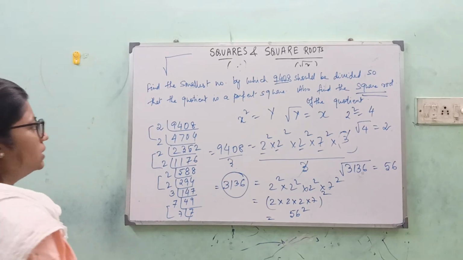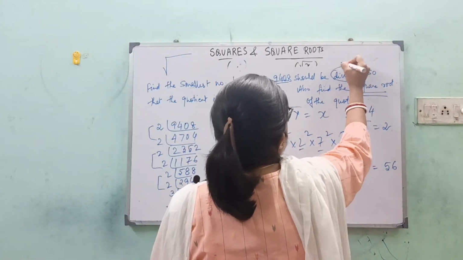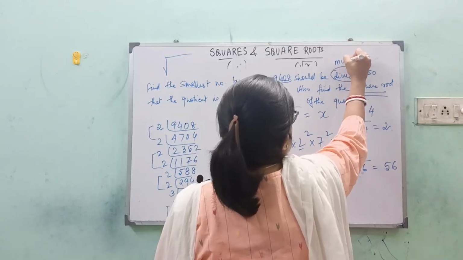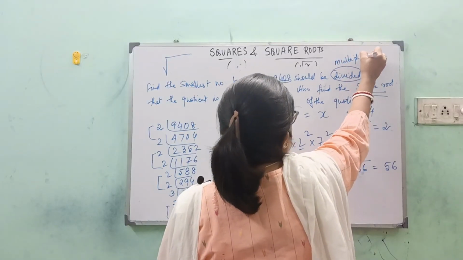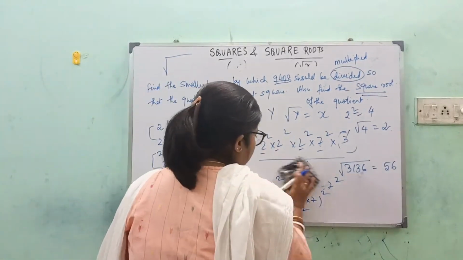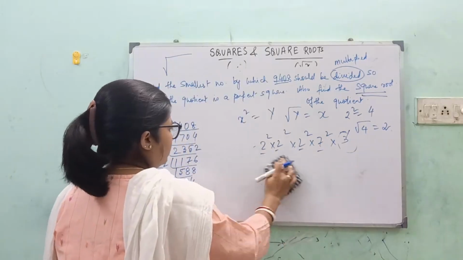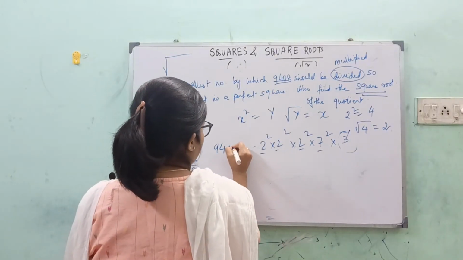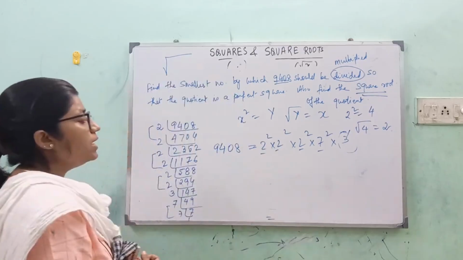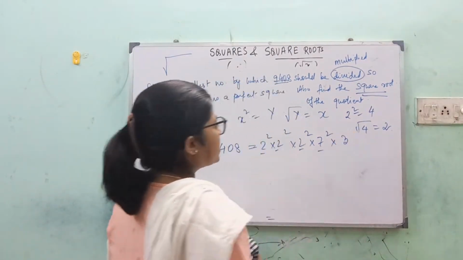I hope this is clear. Now if the question had changed from being divided to multiplied, what would you have done? What would have been the change in this question? The change would have been here: 3 was unpaired. Okay, the 3 was unpaired.